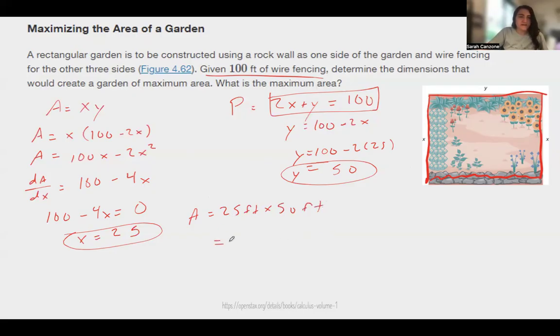And that is, in fact, 1,250 feet squared. So these are the dimensions, and this is the maximum area. And if you tried plugging in any other numbers for x and y, you would find an area smaller than this. So this is how we would approach this type of optimization problem.